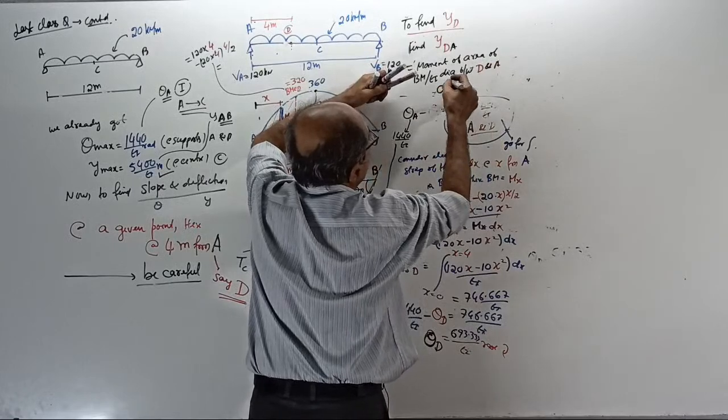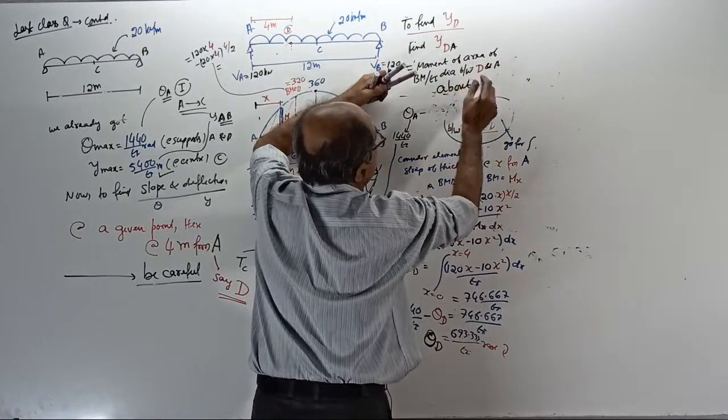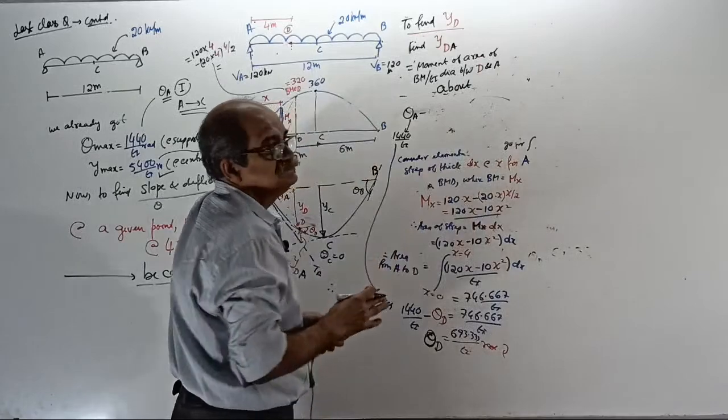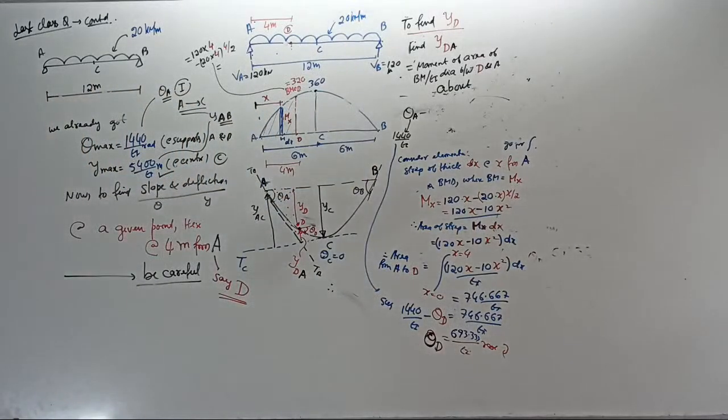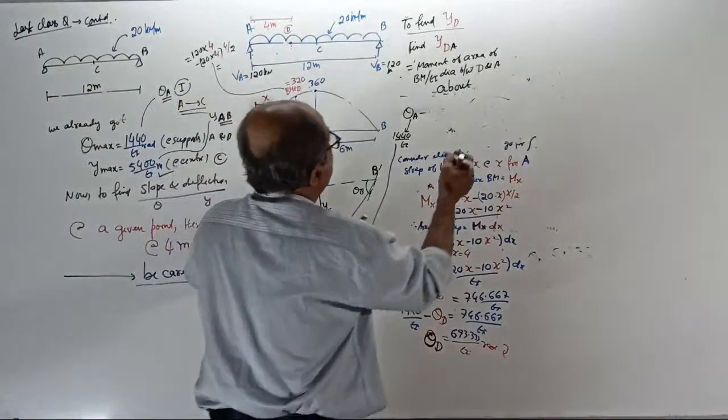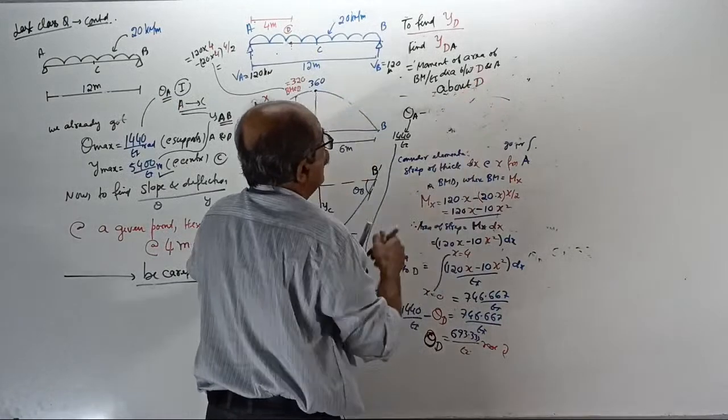But very important, about which point? Be careful that 'about' is important. Moment of the area of the BM by EI diagram between D and A, about which point? About D. Very careful. About D. Okay.